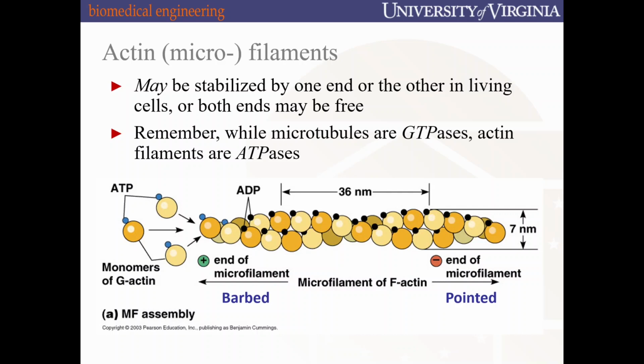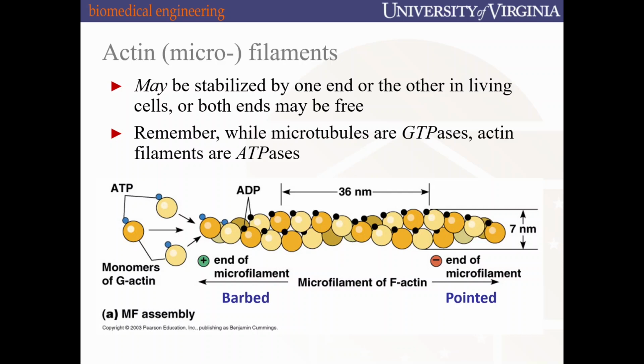For the rest of the lecture, we're going to talk about the regulation of actin polymerization dynamics. Just to remind you, I'm showing the structure of an actin filament again, with its plus end on the left and its minus end on the right. These are both determined by the orientation of actin monomers in the filament. Unlike microtubules, which are always stabilized at the minus end by the microtubule organizing center, actin microfilaments can be stabilized at either end, or both ends can be free.